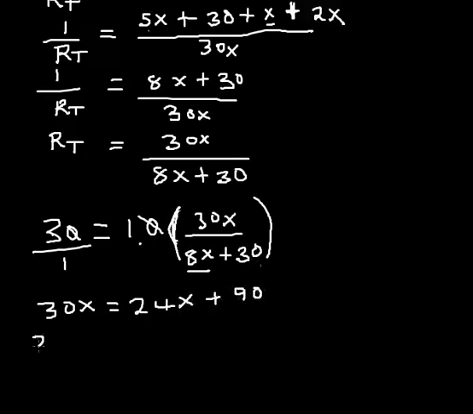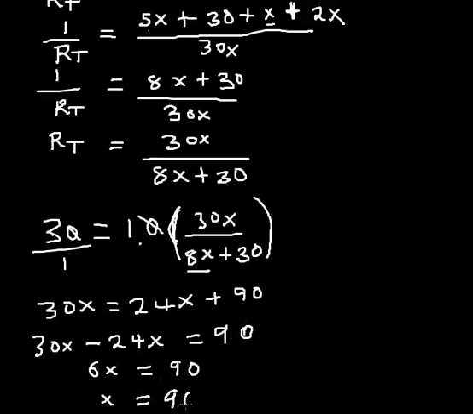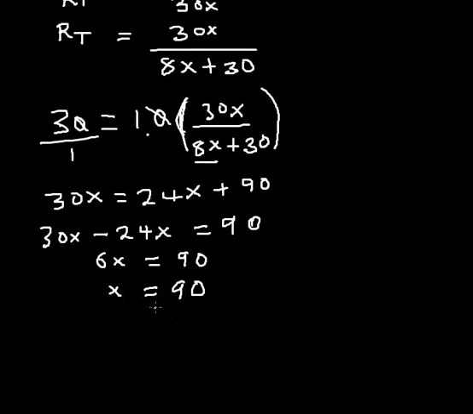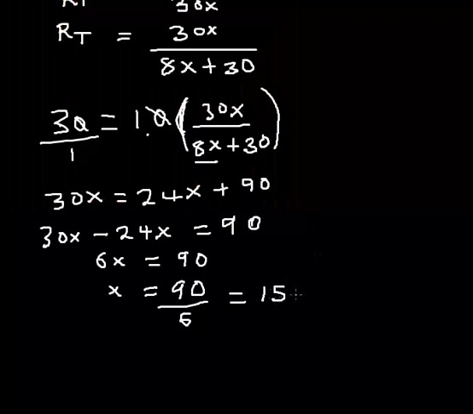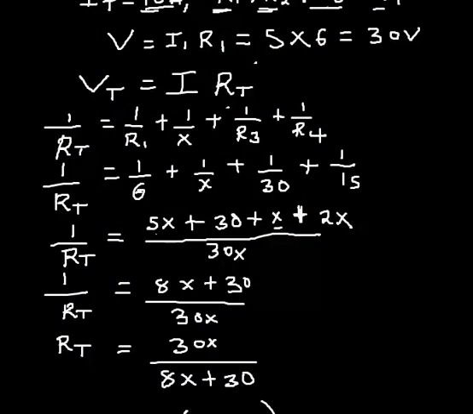So rearranging the equation, I'm going to have 30x, 24x comes over, minus 24x equal to 90. So if I subtract, that's going to give me 6x equal to 90. That way, x is going to be equal to 90 all over 6, please pardon me. Okay, so 90 divided by 6, that's 15. So 15 ohm. All right, so I've gotten that.